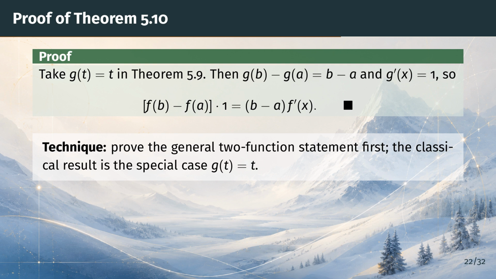The proof is delightfully short. In the generalized mean value theorem, choose g to be the identity function. Its increment over the interval is b minus a, and its derivative is 1 everywhere. Substituting these into the conclusion of Theorem 5.9 gives exactly the mean value theorem. This is a pattern worth remembering. Highlighted at the bottom of the slide, sometimes the cleanest path to a classical result is through a more general statement whose symmetry makes the proof easier. Now let's collect the first major payoff of the mean value theorem.